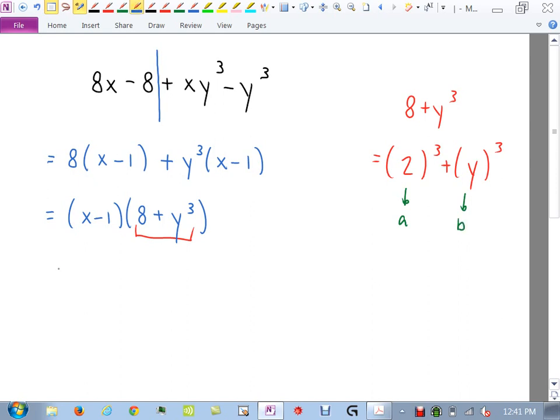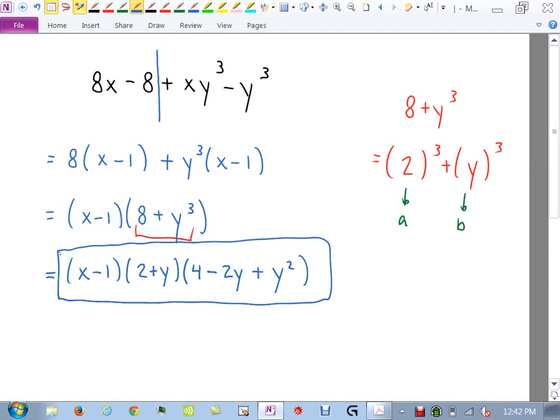So according to the formula, which I'm not going to write down right now, but you should have had that written down, this should be A plus B, right? So 2 plus y. And then A squared, which is 2 squared, which is 4, minus A times B, 2 times y, plus B squared, which is y squared. Does that help? Okay. And that's it.